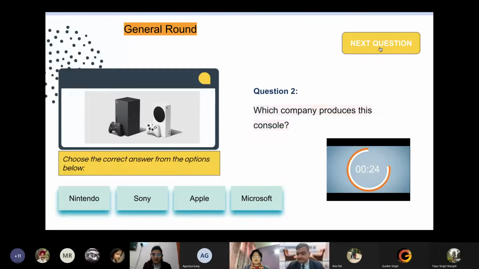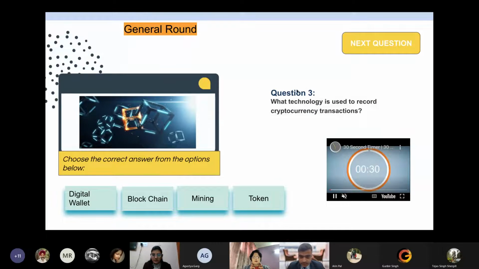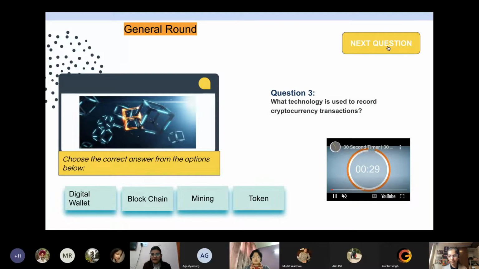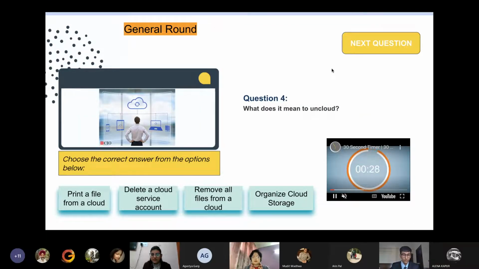The next direct for Team C is here. What technology is used to record cryptocurrency transactions? Is it a digital wallet, blockchain, mining, or token? It is mining. Mudit, do you have any idea? Ma'am, blockchain. Okay, and it is correct. Congratulations, Team C. Thank you, ma'am. So Team C also scores 10 points.